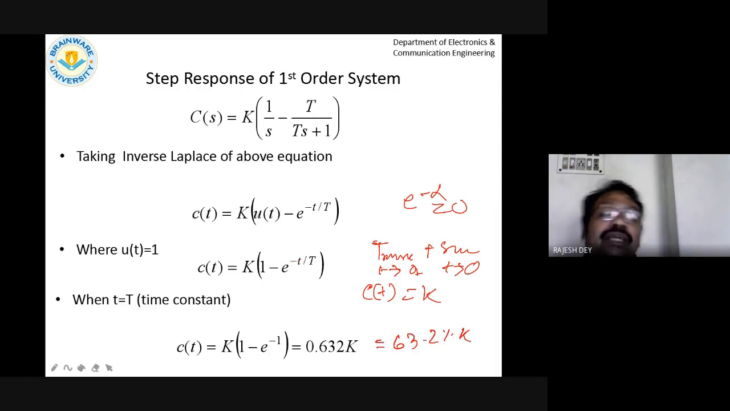If for any system the time constant is minimum, then it is a fast system. It will reach its final value quickly when the time constant is minimum. If the time constant is maximum, then it takes a long time to reach the final value. That is called a sluggish system.